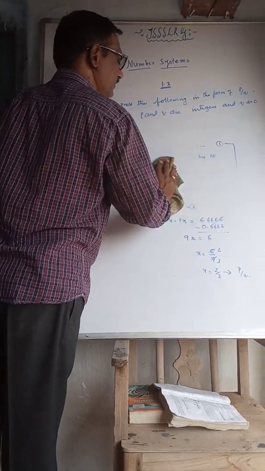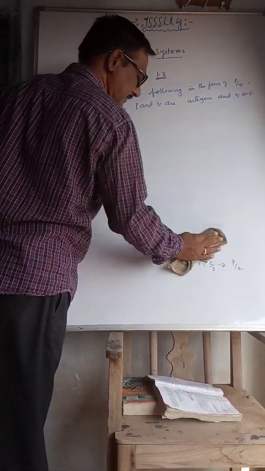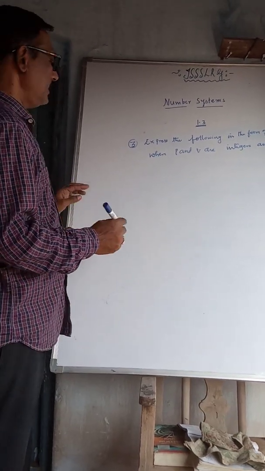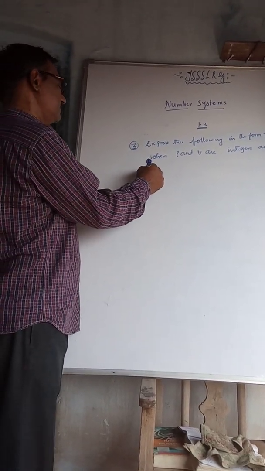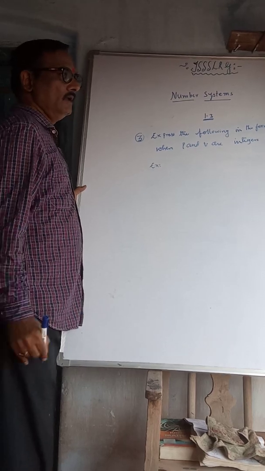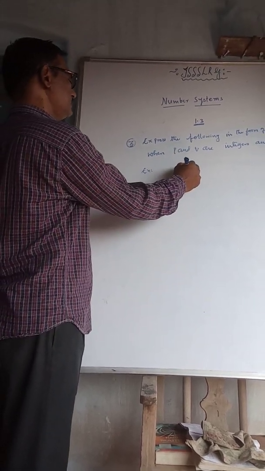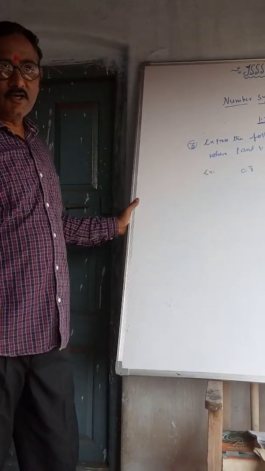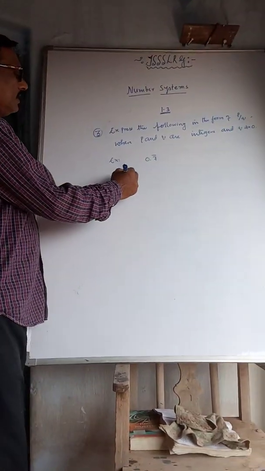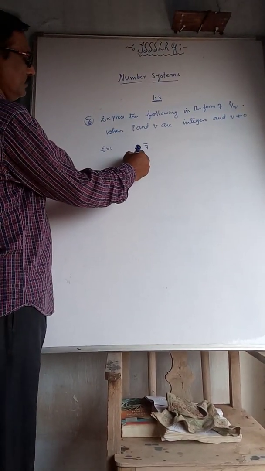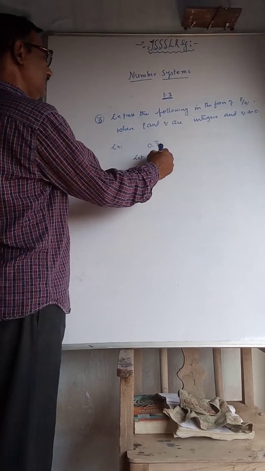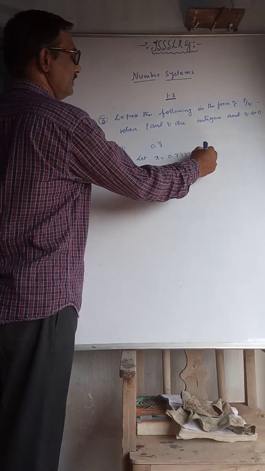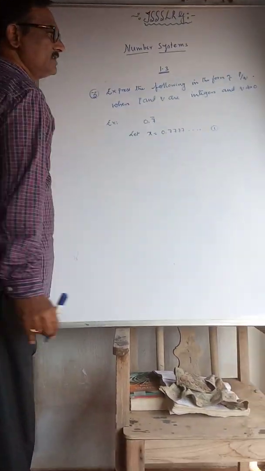Now let us take one more problem of the same type. Let us take 0.7 bar. Again we use the same methodology. Let x is equal to 0.7777, we can take it as many times as needed.